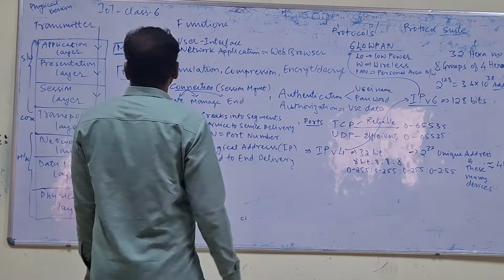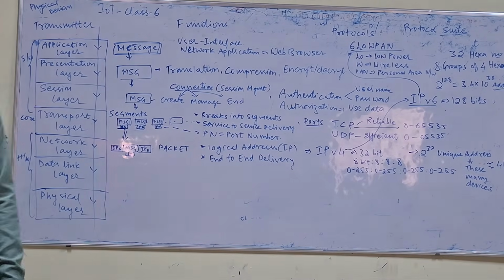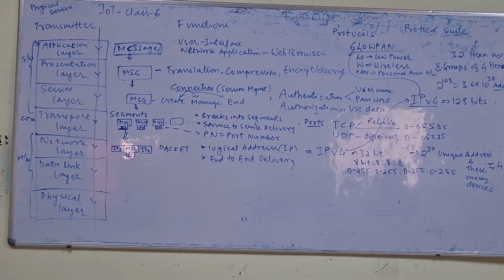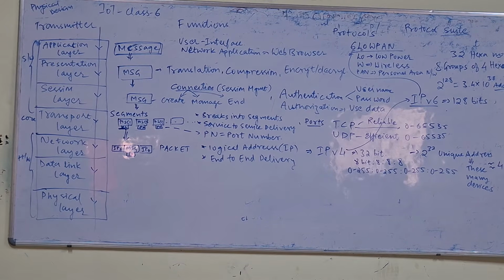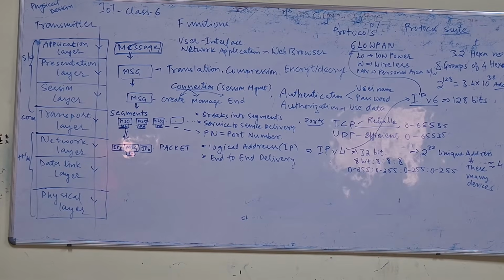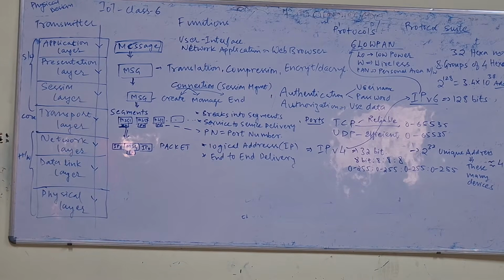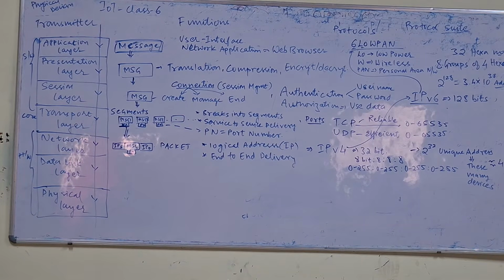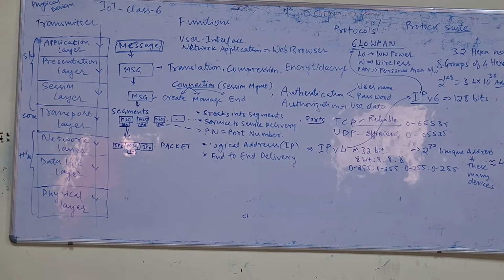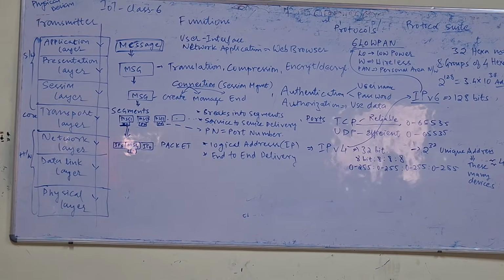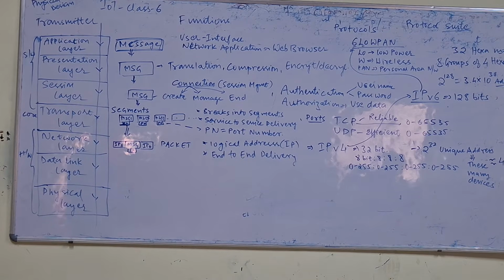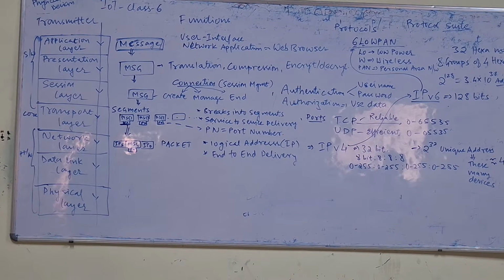Right, low power. One thing you should keep in mind here is that IoT devices work in a constrained environment. Constrained means? Resources are less. Very good, Abdul gave the right answer. Less resources.